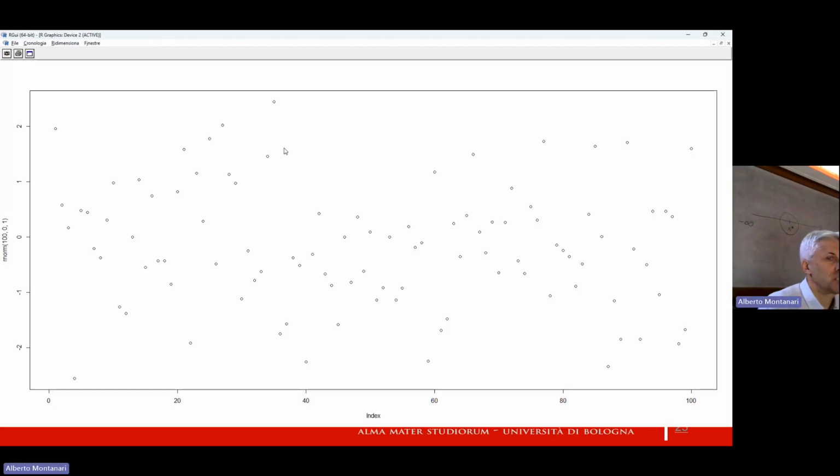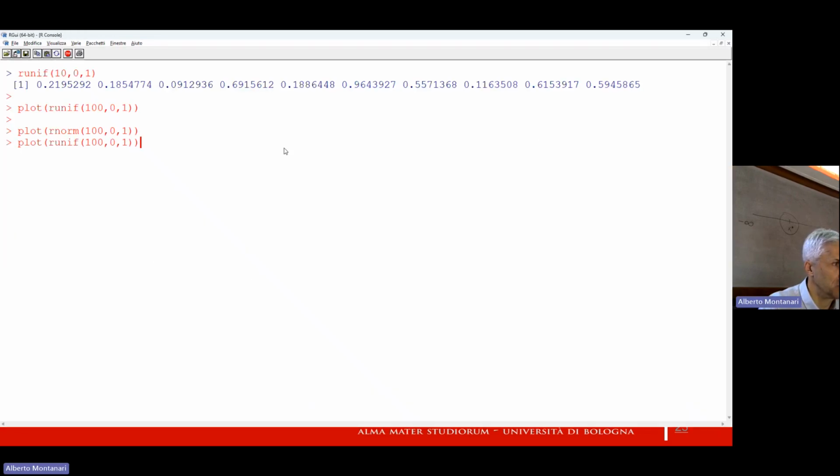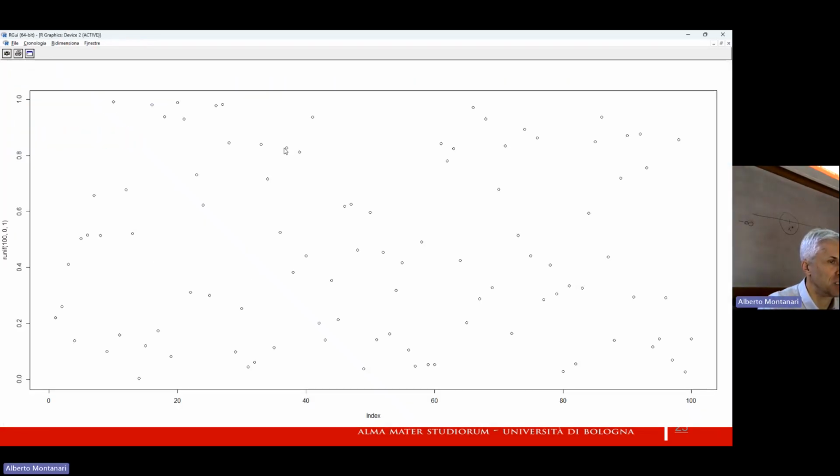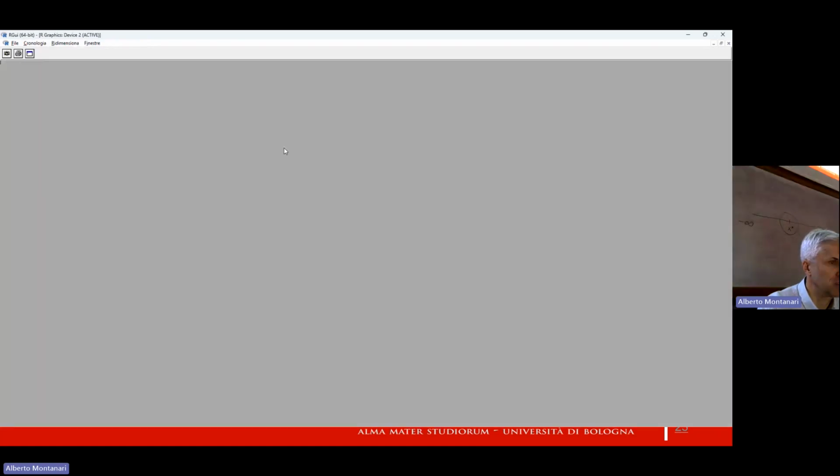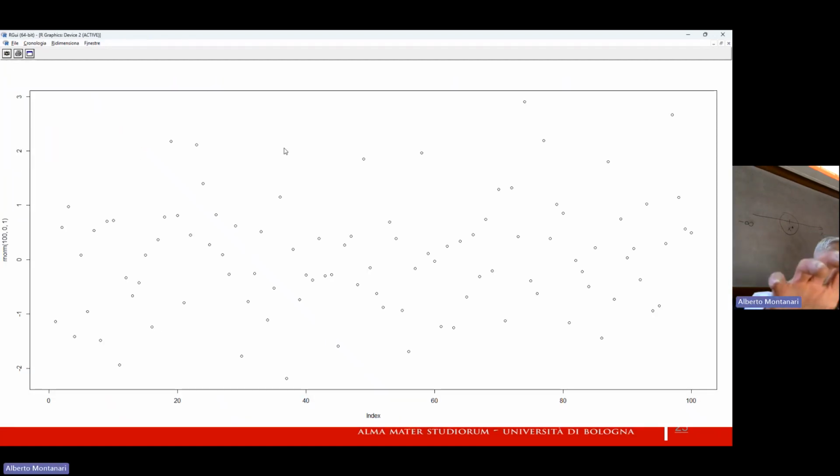Now, what can you see here? You see that it's not like before. I give it to you again. This is the first plot, and this is the second. There is a difference. Here you see that the points are concentrated around zero. There is a greater density of points around zero.